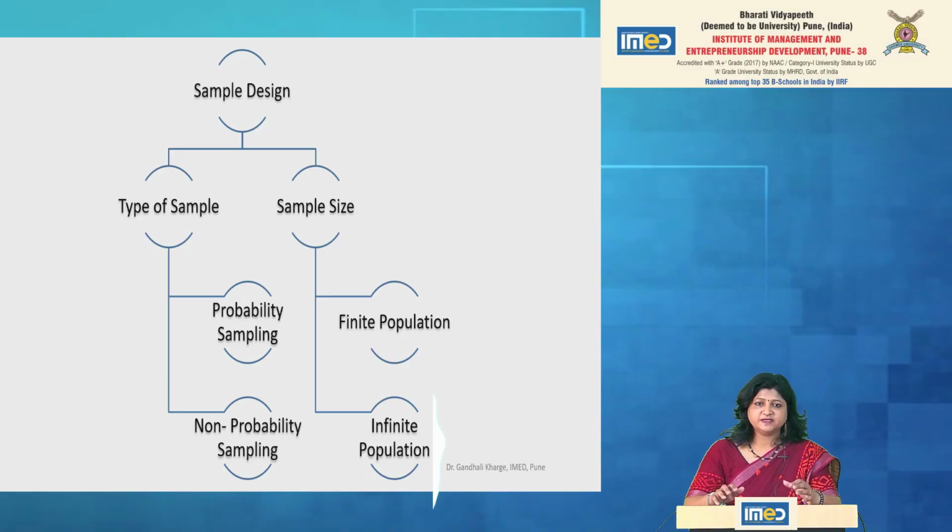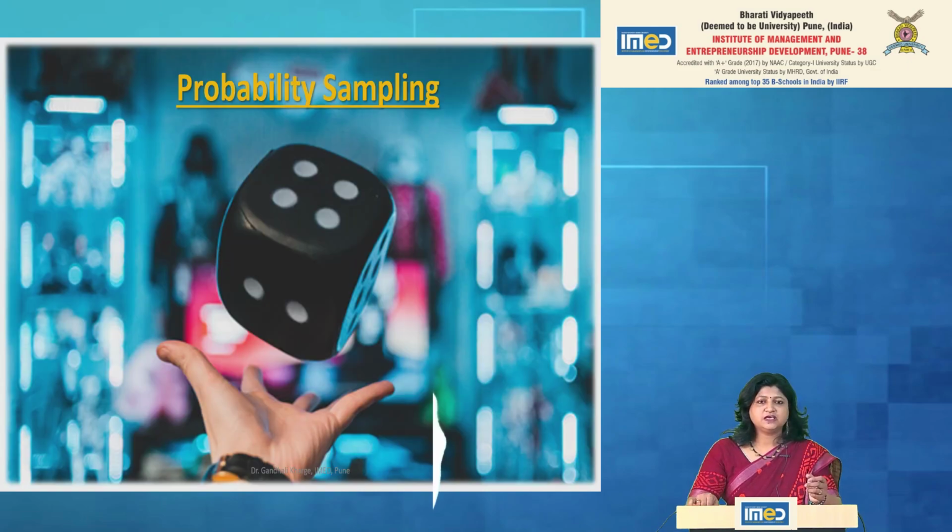So on this basis, there are two broad types of sampling methods. First is probability sampling and second is non-probability sampling. First we see probability sampling. In probability sampling, the concept of probability is that each and every element from the population has an equal chance to get selected as a respondent.